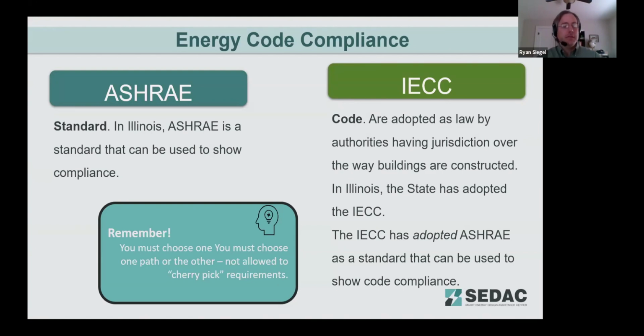The IECC is the adopted code of the state of Illinois, and many jurisdictions across the country. The IECC also allows for the ASHRAE standard to be used to demonstrate code compliance for your project. The important thing here is you have to demonstrate energy code compliance using either the ASHRAE standard or the IECC code. Either one is acceptable, but all compliance has to be demonstrated with one or the other.